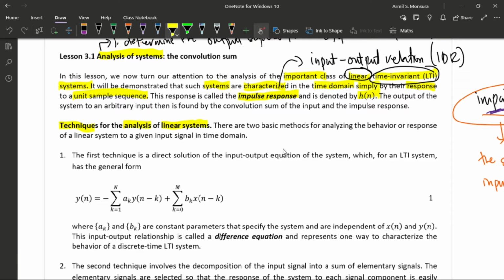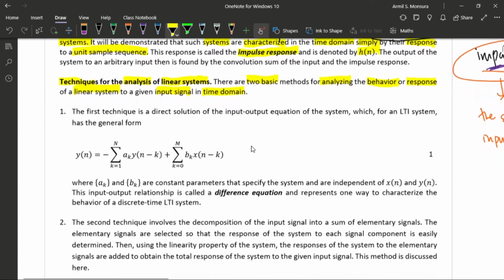Because we're talking here in topic 3 about techniques that are applicable in the time domain. So that means the variable we are dealing with is the time index n. In that case, there are two basic techniques in analyzing the behavior or response of a linear system to a given input signal in time domain. But take note that we'll cover the third technique in our next topics.